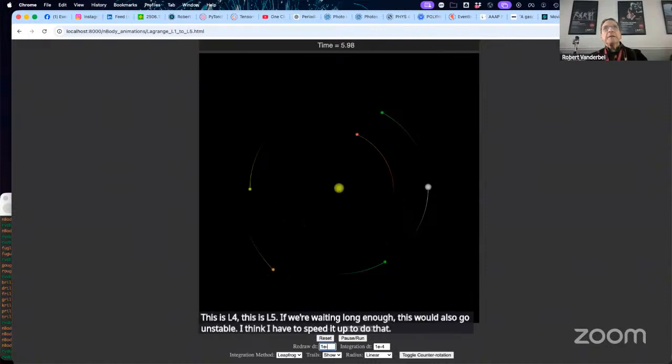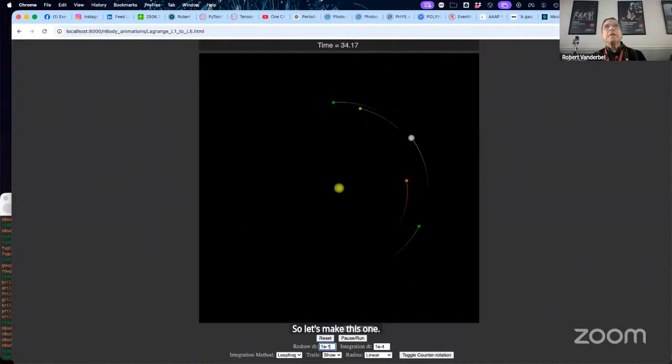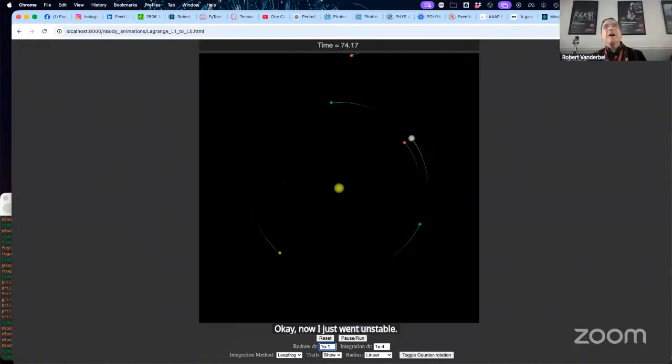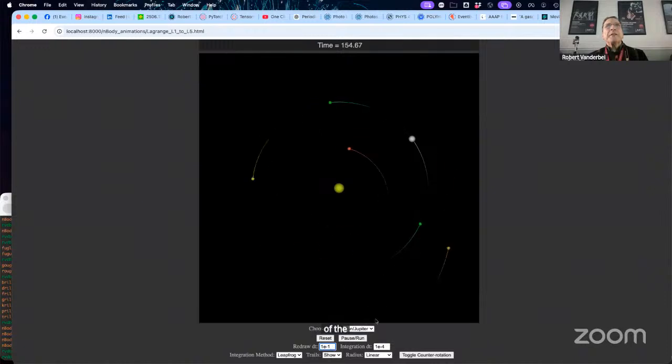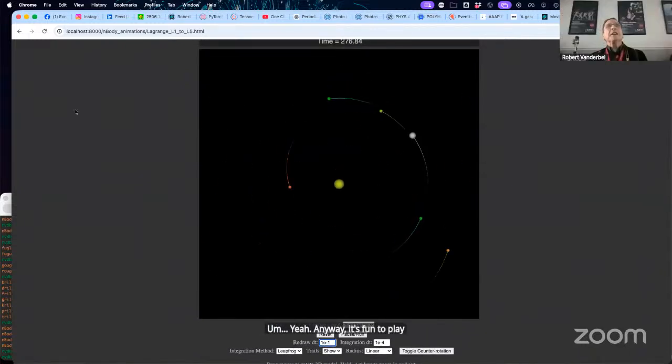So let's make this be a 1 here. Okay, now it just went unstable. But L4 and L5 are still stable. And they're wiggling a little bit because of a small amount of eccentricity, I think is why they're wiggling. Although this doesn't look like it's going in and out, but I'm not sure. Yeah, anyway, it's fun to play with these things.